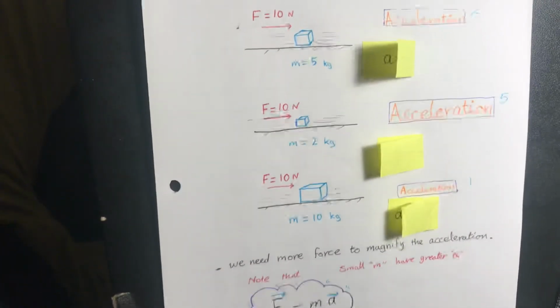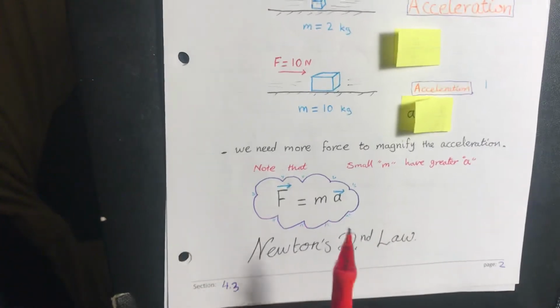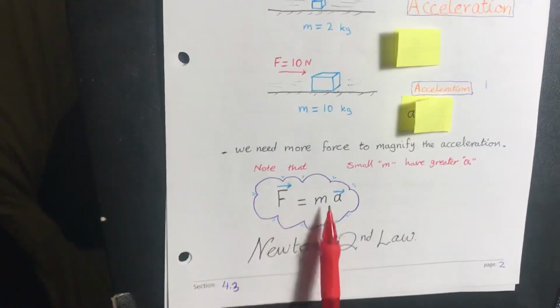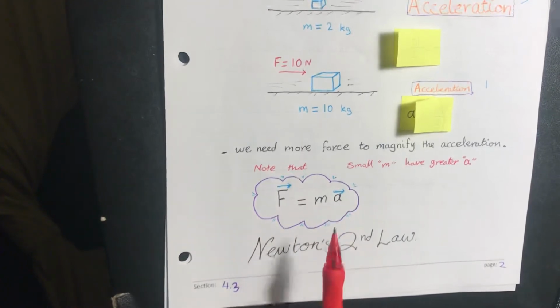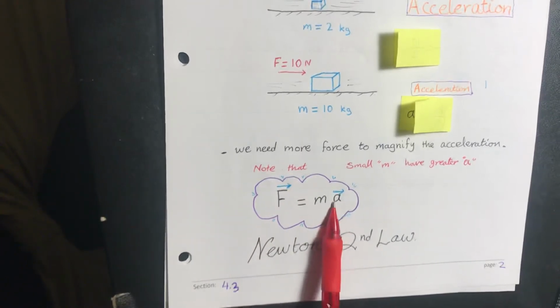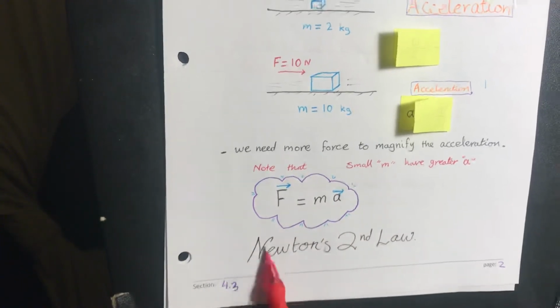Finally, the formula of Newton's second law: F equals m multiplied by a. F is a vector, a is a vector, and the direction of a is the same as the direction of F. This is Newton's second law.